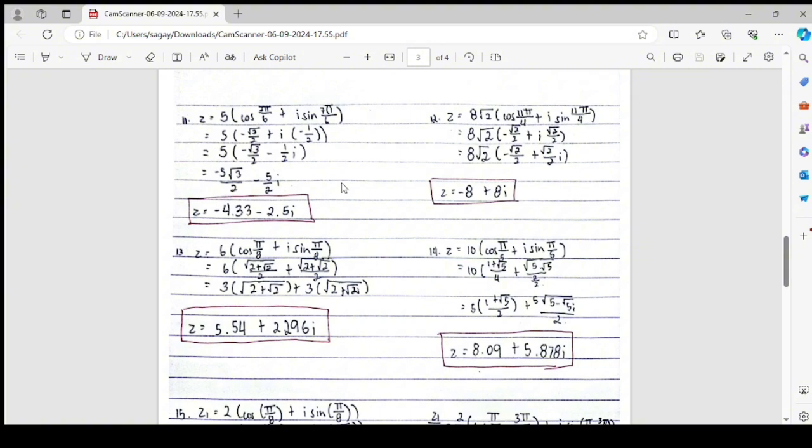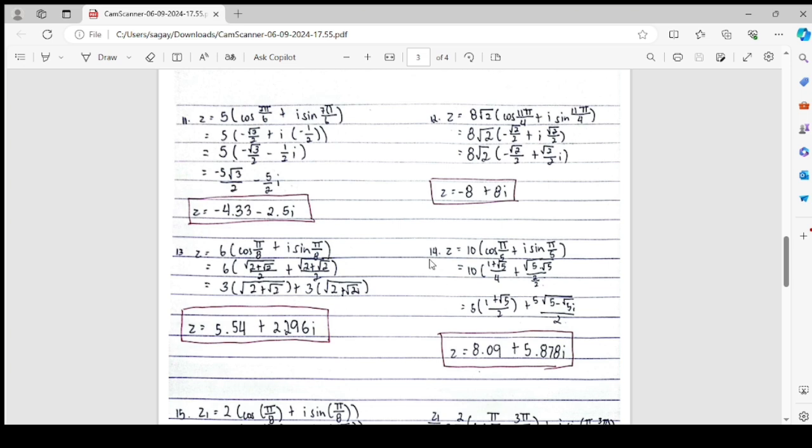The number 13, z is equal to 6 times cosine pi over 8 plus i sine pi over 8. Then we get 6 times the quantity the square root of 2 plus the square root of 2 over 2 plus the square root of 2 plus the square root of 2 over 2. Then we distribute, and we get 3 times the square root of 2 plus the square root of 2 plus 3 times the square root of 2 plus the square root of 2i. Then we get the final answer, which is z is equal to 5.54 plus 2.296i. That's the final answer.